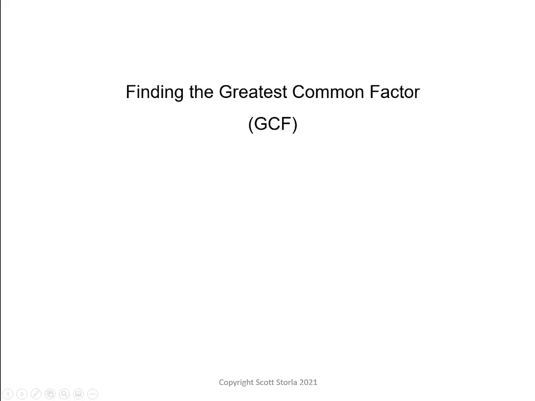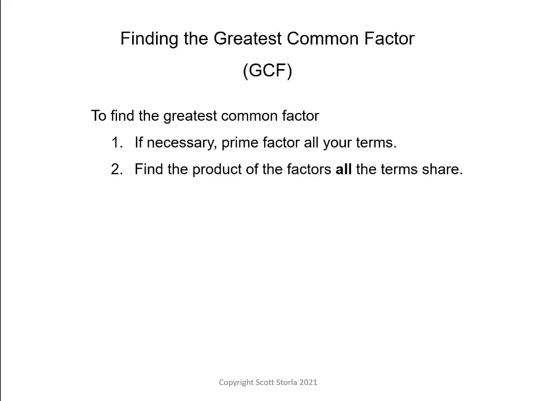The first thing we have to talk about is how do you find the greatest common factor? And the idea will be that if it's necessary, you'll prime factor any terms that you can't see the prime factorization, and then you look at each of the prime factorizations and you find the product of the factors that all of the terms share.